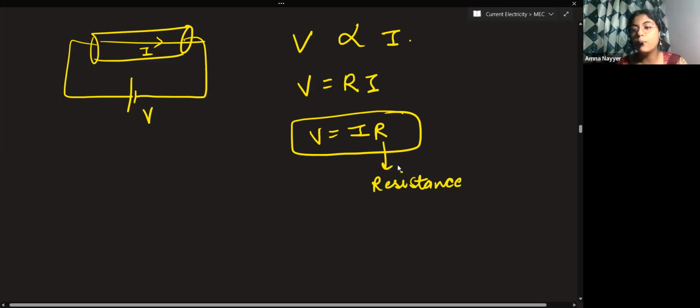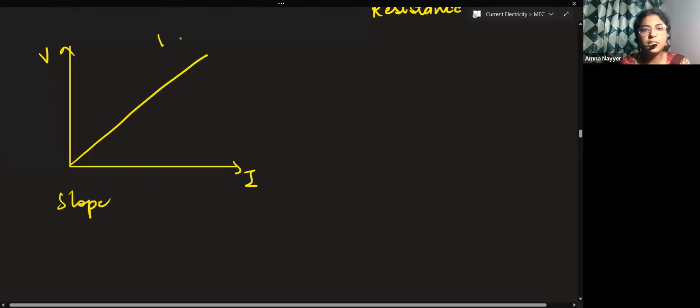So if you plot a graph between V versus I, then what will be the slope of it? This is the V versus I graph. Slope means tan theta, which is what? V divided by I, and V by I is R, because V is equal to IR. So V by I will be equal to R.